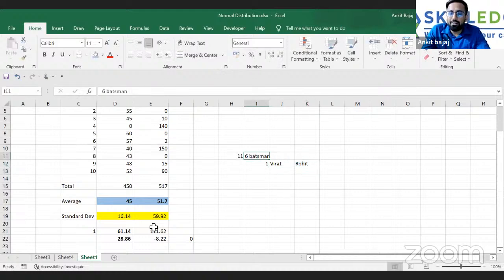So first, what our team will be doing, they will be analyzing the performance of 6 players, right? Now let's suppose out of 6 players, here I'm taking an example. Let's suppose here out of 6 players, just a moment.